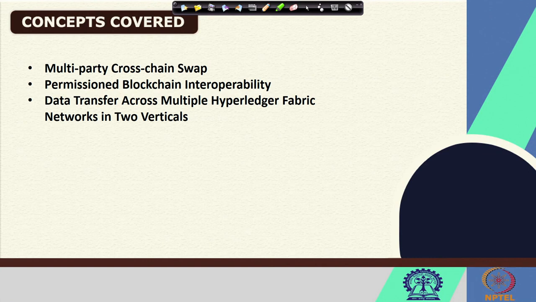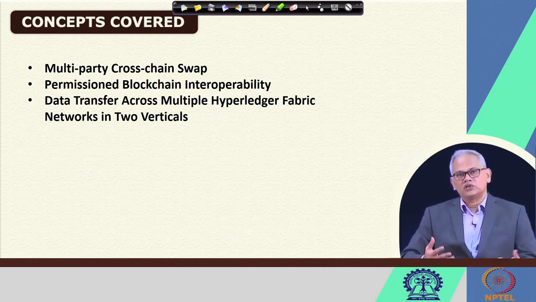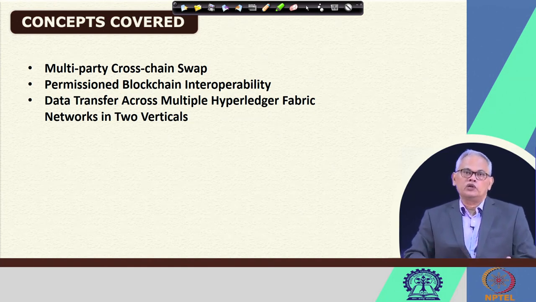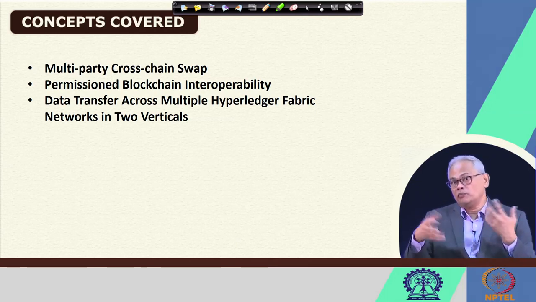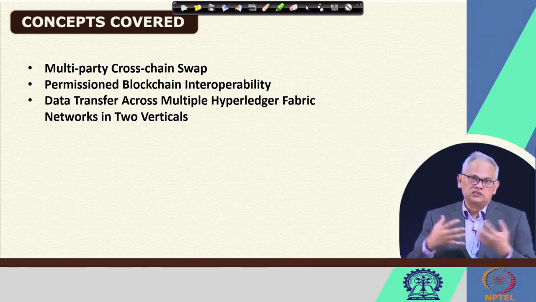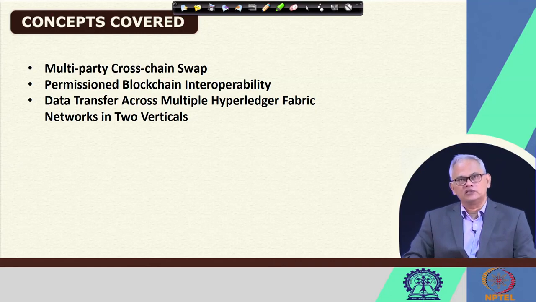First of all, we will extend our previous discussion on cross-chain swap, where we talked about two parties in the last lecture, and once we have discussed how multi-party can also participate in such cross-chain swap operations, we will see how interoperability can also be done in permissioned blockchains. So far we have been talking about permissionless blockchains.